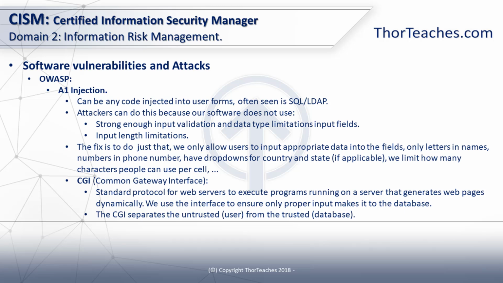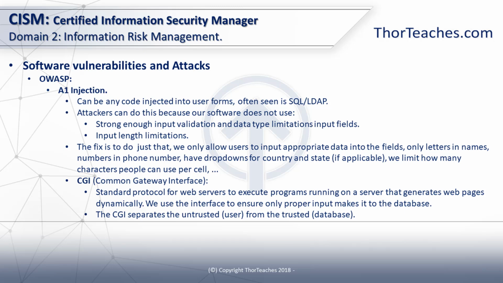And in most cases, the fixes are pretty easy. We only allow the appropriate type of data to be entered into a field, meaning if someone has to enter the name, we only allow letters. If they have to enter a phone number, then only numbers, and wherever possible, we have drop-down menus. If someone has to enter their country, their state, their city, anything like this, we can use drop-down menus. And then finally, we limit how many characters people can use per cell.